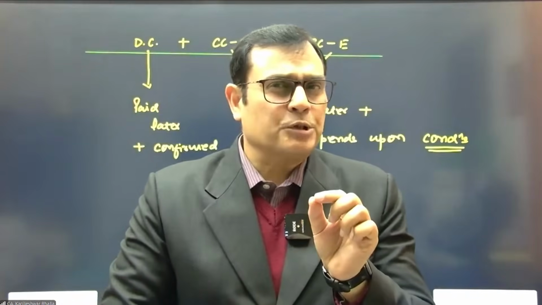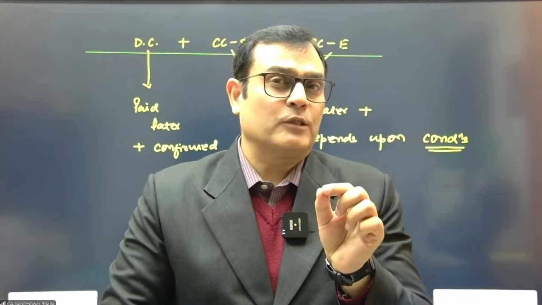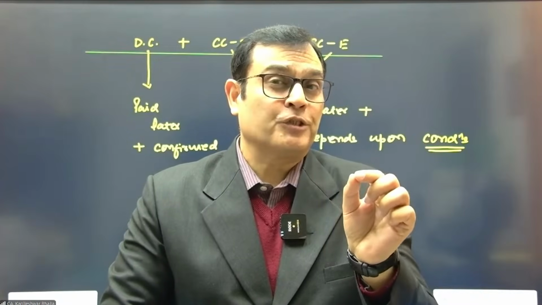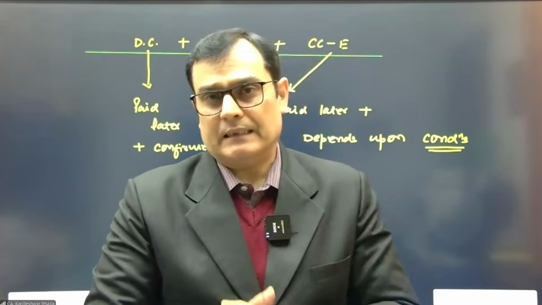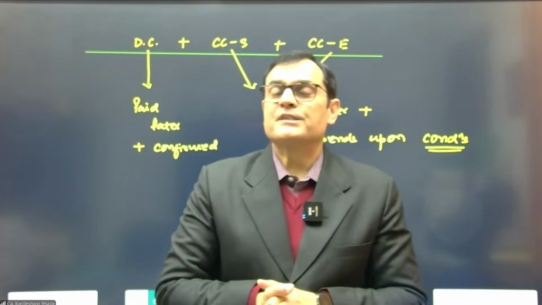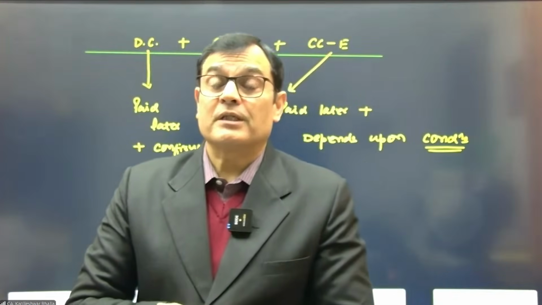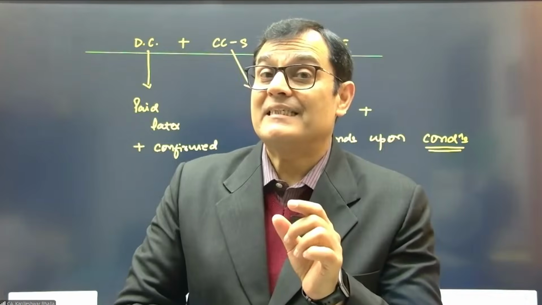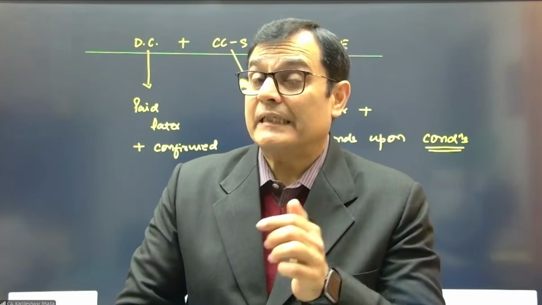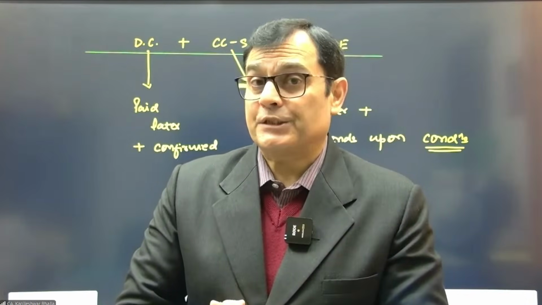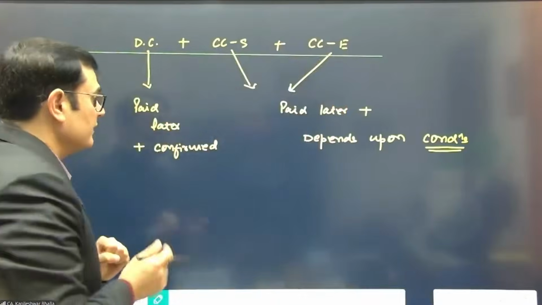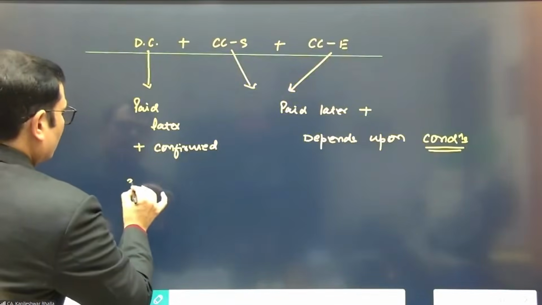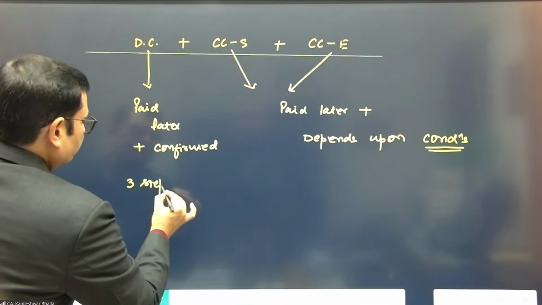So when you read the question and you evaluate that the payment is made in the future for sure, it is DC. And if you say that the payments are made dependent upon conditions met in the future, then it is CC. But then we also need to decide CCE and CCS.